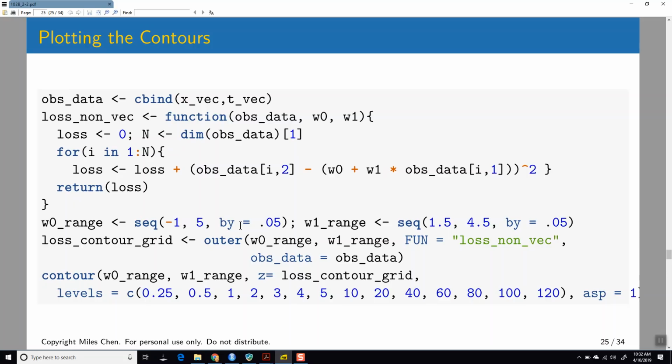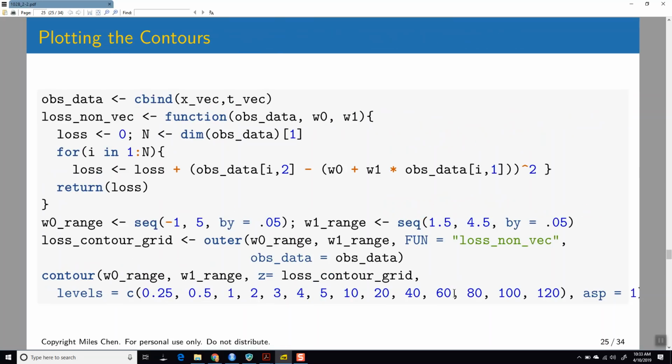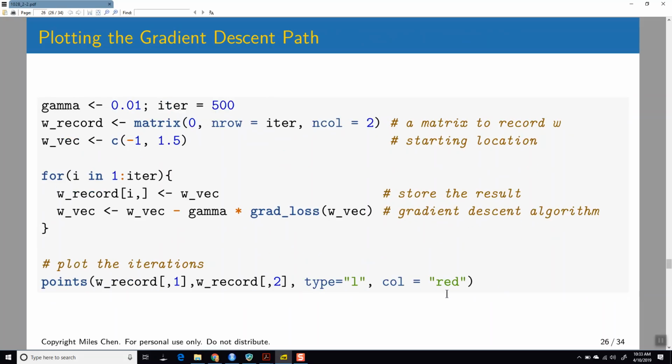So we go ahead and we just apply that to get kind of this huge grid of things, and this will create our contour plot, which I've drawn out. Okay, and then if we want to plot the path that gradient descent took, that's a lot simpler because the gradient descent algorithm is again very simple. So here I'm using gamma is 0.01, and I'm saying let's do 500 iterations of this.